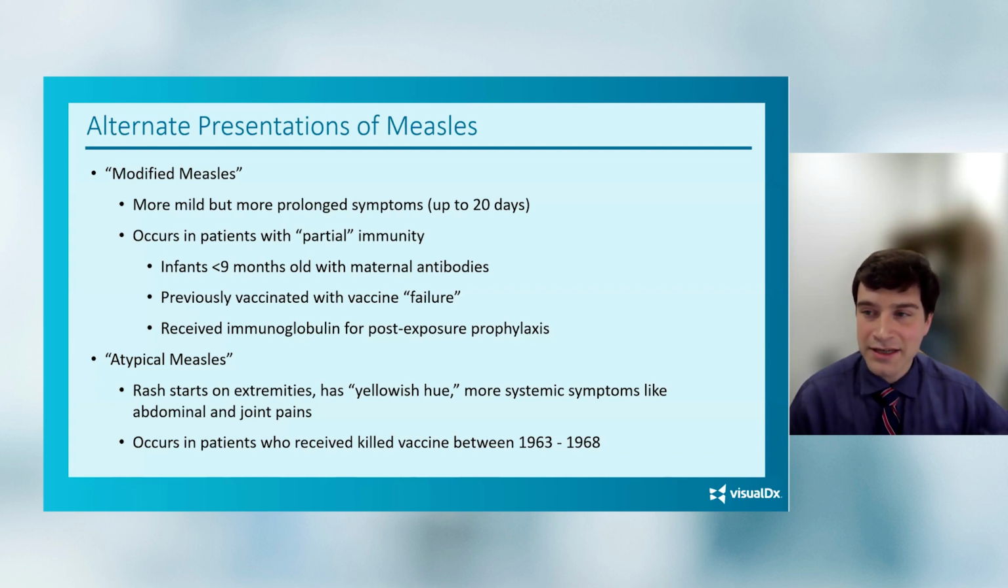And then there's also an entity called atypical measles that refers very specifically to a group of people that got a killed measles vaccine that was available in the early to mid 60s, and then subsequently developed measles, where they get atypical symptoms. The rash is yellowish, and they can develop systemic symptoms like abdominal pain and joint pains. But this should be quite a rare occurrence now, as that vaccine has not been around for nearly 60 years.